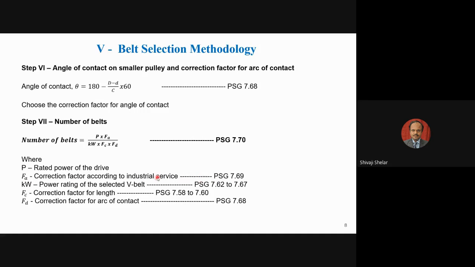There is a table available for the correction factor on page PHG 7.69. We are going to see this page also. Then power rating: in the previous step we calculated the power rating for the selected single V belt based on the type of section. For calculation you are using page 7.62. If you are using table values, then you are using 7.63 to 7.67. Then FC, the correction factor for pitch length, is available from page 7.50 to 7.60. And the correction factor for arc of contact is available on 7.68. So let's see where FA, FC, and FD are given in the PHG data book. I will show there. Let's go for FA first.